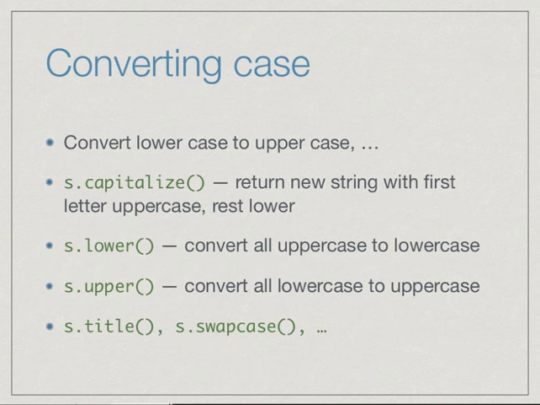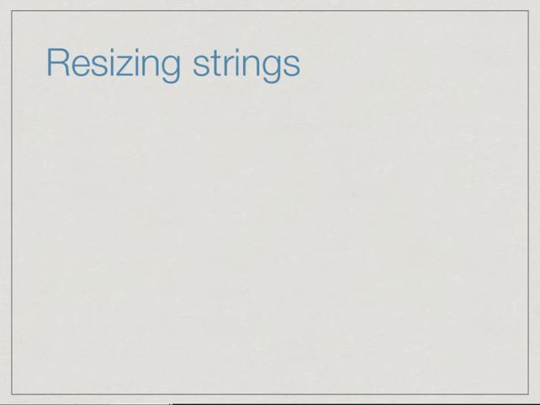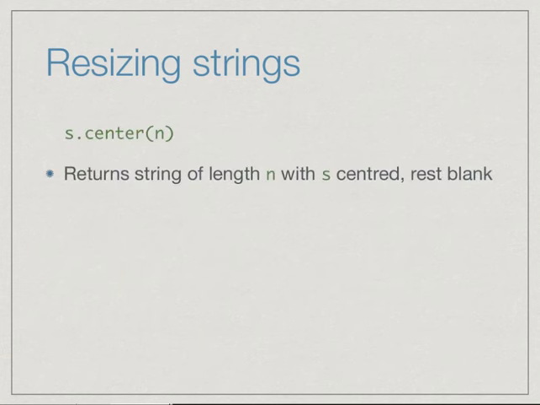There are other fancy things like s dot title. So title will capitalize each word. So this is how it normally appears, say, in the title of a book or a movie. S dot swapcase will invert lowercase to uppercase and uppercase to lowercase, and so on. So there are a whole collection of functions in the string type which deal with uppercase, lowercase, and how to transform between these.